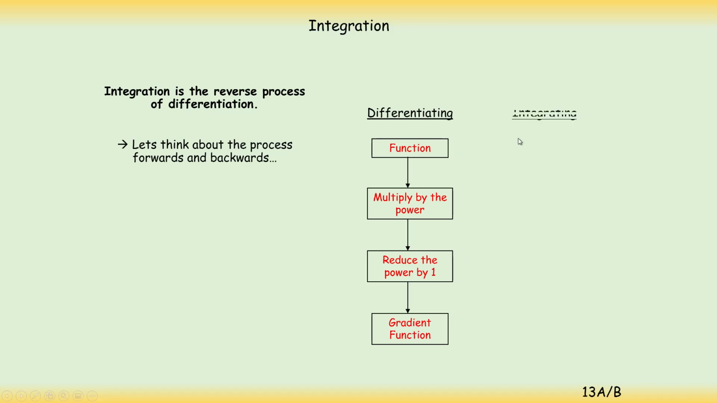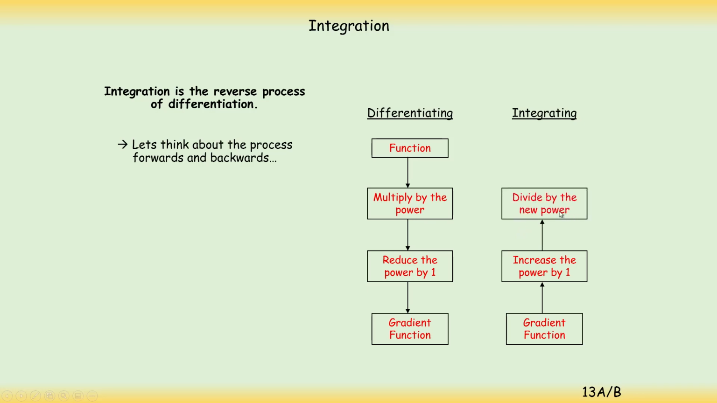So if we say that integration is the reverse of differentiation, then we have to go the other way around. We start with our gradient function, our differential, and instead of reducing the power by 1, we increase the power by 1. And then instead of multiplying by the power, we do the opposite, because we're reversing it. So we divide by the power, and that takes us back to our original function. Starting as a differential, takes us to the function there. So that's integrating. But there's one other added little complication, a minor complication.